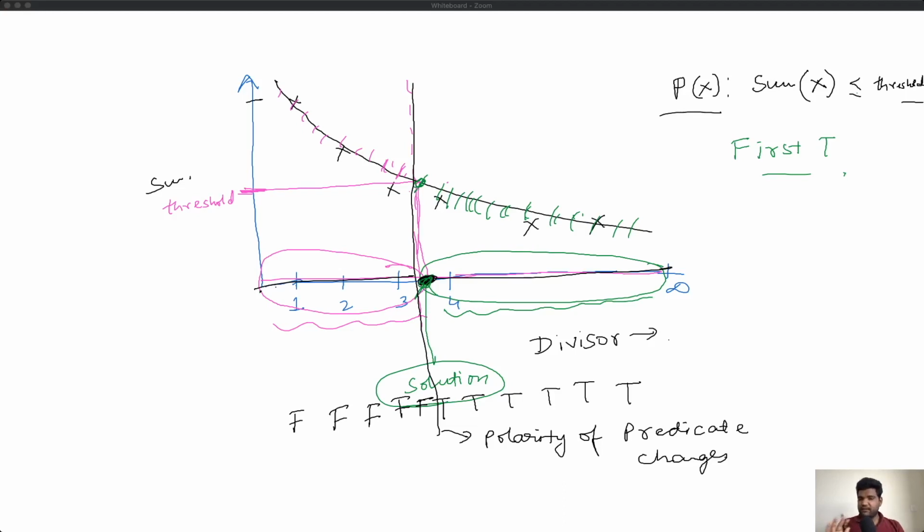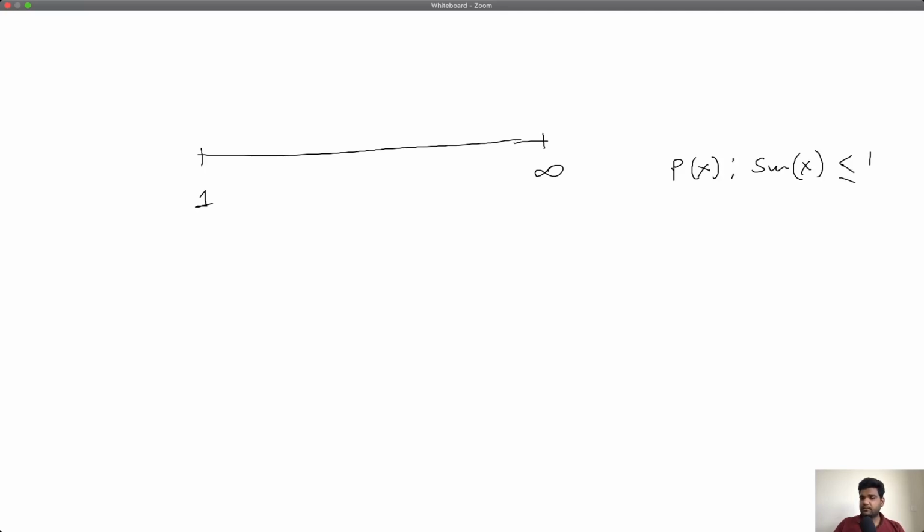Okay, so if that makes sense, then let's see. Our search space now is from 1 to infinity, and I know my predicate is sum less equals threshold, and I'm looking for the first T. So this should be clear now.